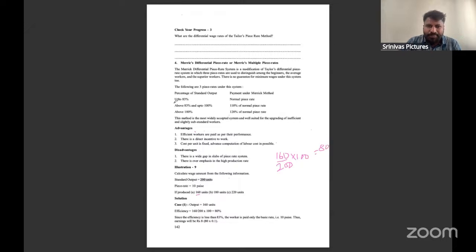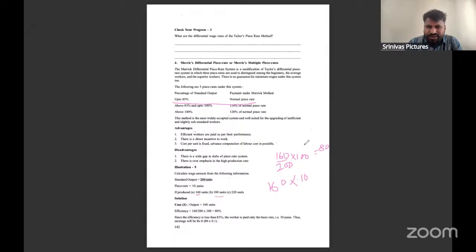So A only 80% covered. 80% means up to 83%. Up to 83% normal rate only is going to be received. So what is that? 160 into normal piece rate system 10 paise. So he is going to receive only the actual amount that is paid. Okay. Next, 180 units.